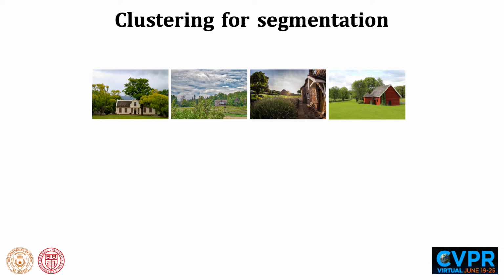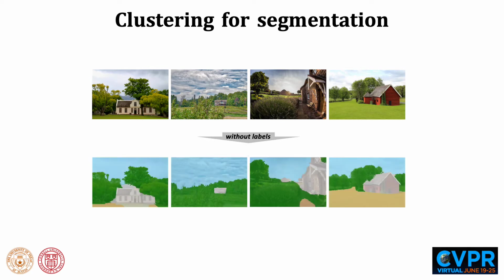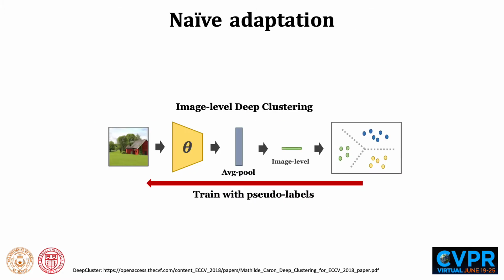Thus, given a completely unlabeled dataset of images, we wish to assign a cluster label to each pixel. This can be thought of as an unsupervised semantic segmentation. A key challenge in performing such clustering is getting an appropriate feature representation, which is difficult without labels.